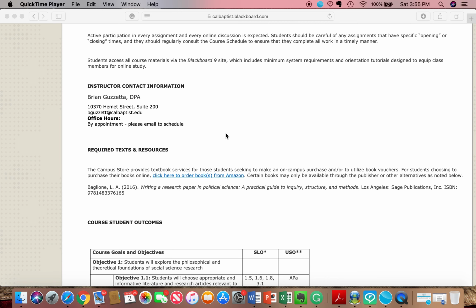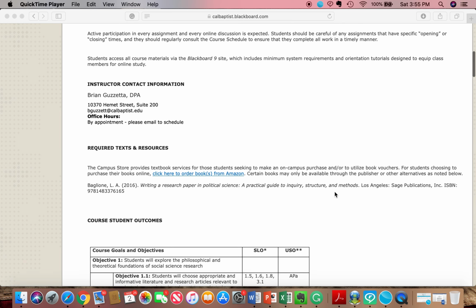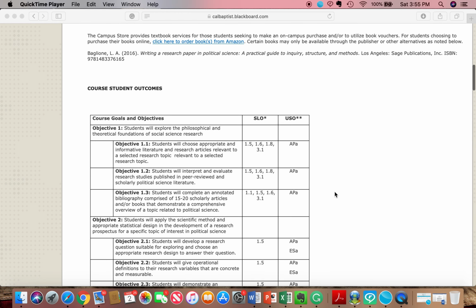For the required text for this course, I hope that we have already dived into Writing a Research Paper in Political Science, a Practical Guide to Inquiry, Structure, and Methods. That will be the textbook and the resource guide throughout this course. We then have the course student objectives, and you can read through those to see how those objectives break down to match our student learning outcomes and our university student outcomes.